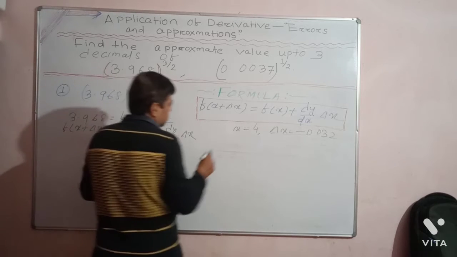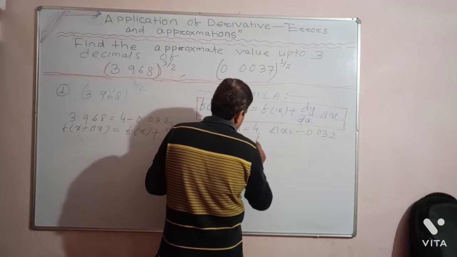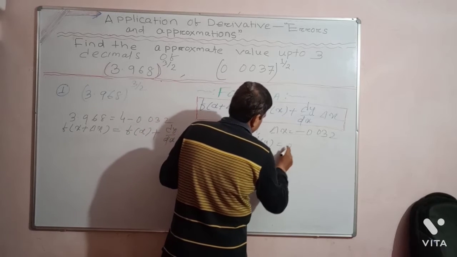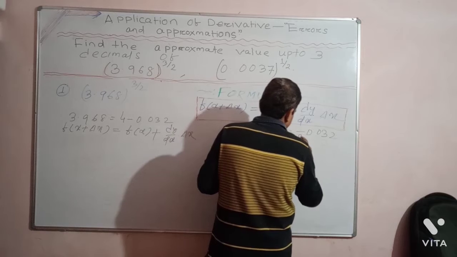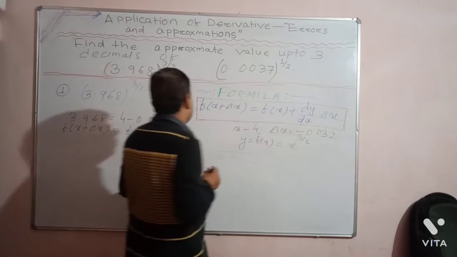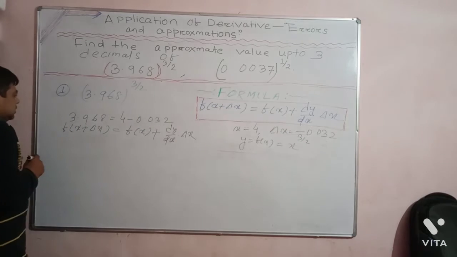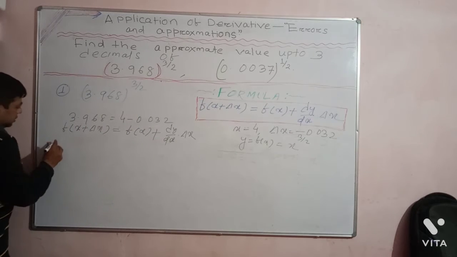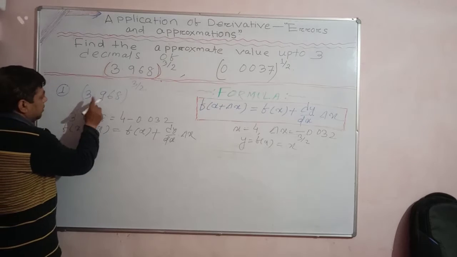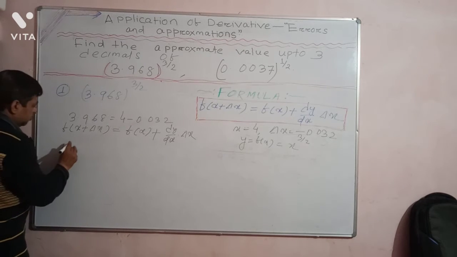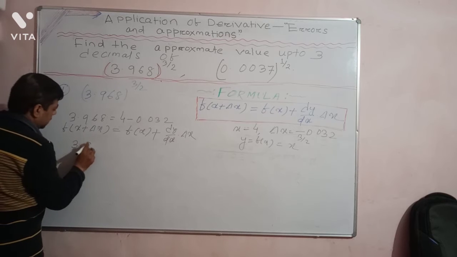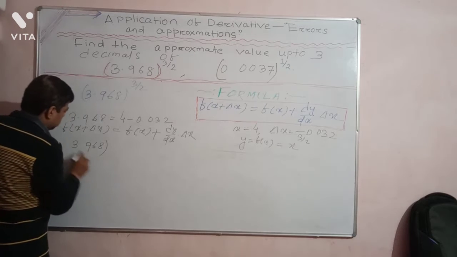And what is y here? y is equal to f of x. Here we have taken x to the power 3 by 2. Let us take the power as 3 by 2. Now you can write f of x plus del x, whose value is 3.968 whole to the power 3 by 2.